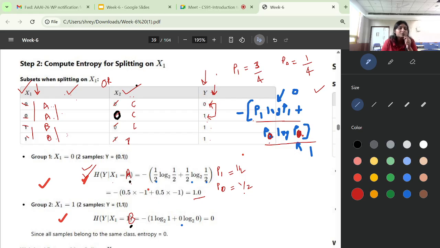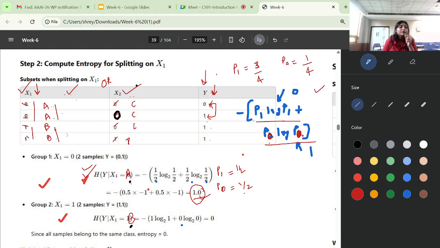So this is the highest probability, highest information. That's what I have told you. If the probability is 0.5, then this is the highest information, highest randomness. That's why this entropy value comes as 1.